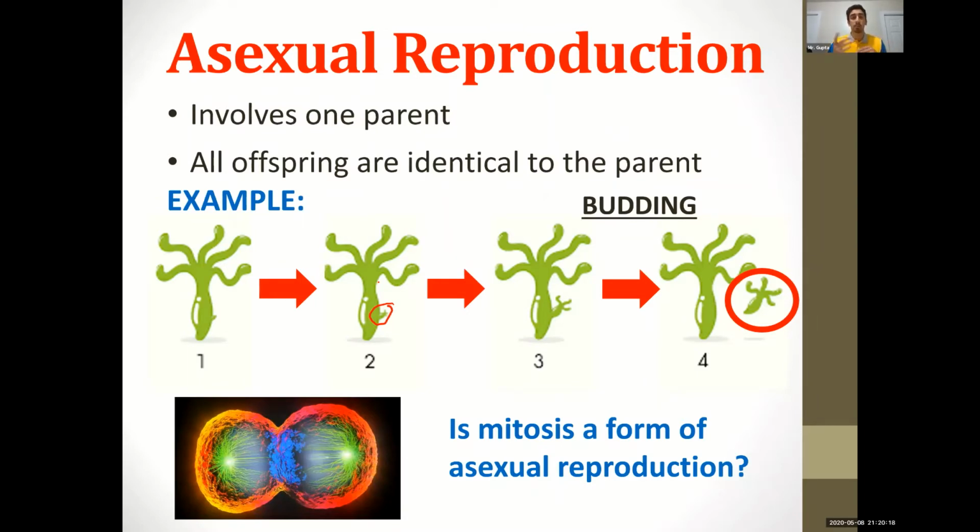Mitosis, we talked about in the previous video, and if you haven't seen that video, definitely check it out. In mitosis, a parent cell produces two identical daughter cells. So is mitosis a form of asexual reproduction? Essentially it is, because that one parent cell produced two genetically identical daughter cells. So we can consider mitosis a form of asexual reproduction.